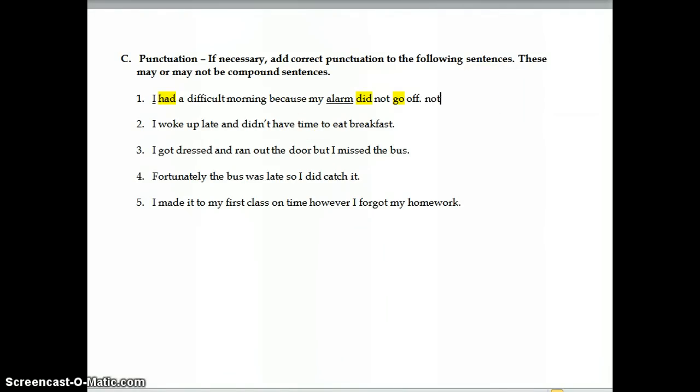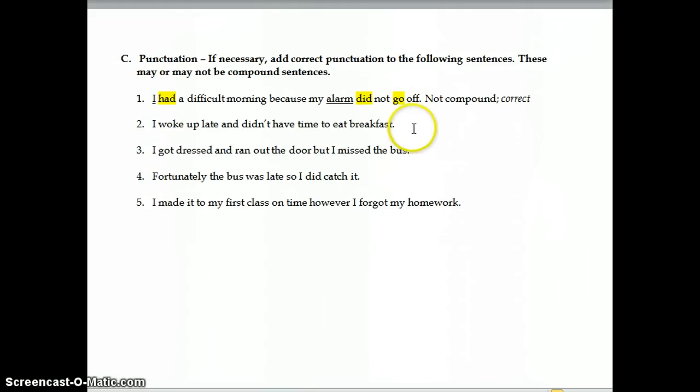So I'm just going to write here that this is not compound. And it's actually correct as it is. It is punctuated correctly. It does not need any punctuation added. It's not a compound sentence.